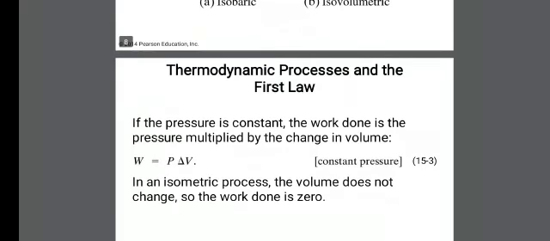Thermodynamic process and first law. If the pressure is constant, the work done is the pressure multiplied by the change in volume. We can say that at constant pressure, work done W is equal to P delta V. Delta V represents the change in volume. In an isovolumetric process, the volume does not change, so work done is 0. In an isovolumetric process, delta V is equal to 0, so W is equal to 0.